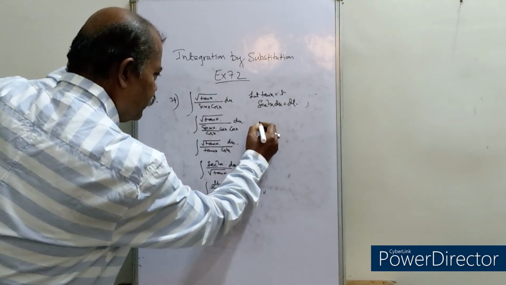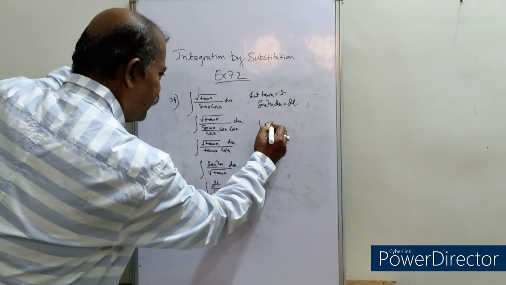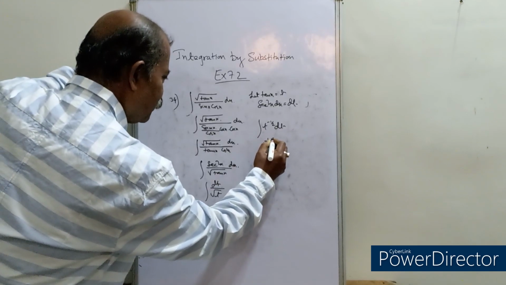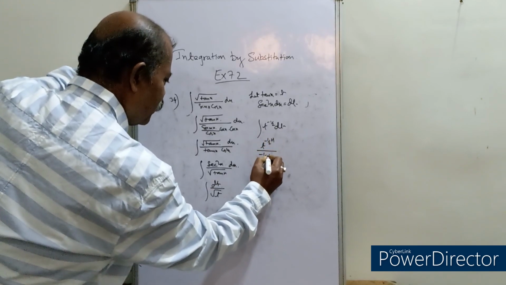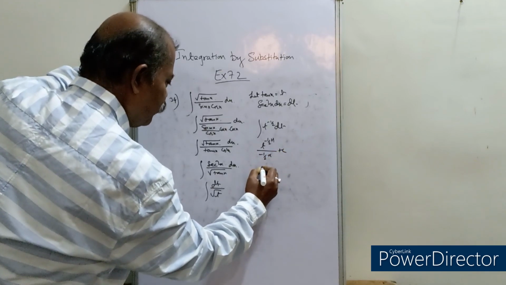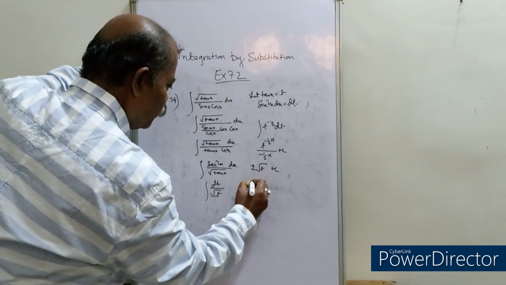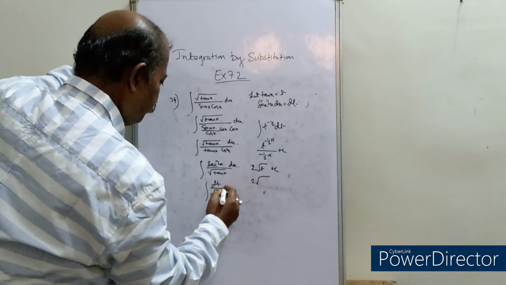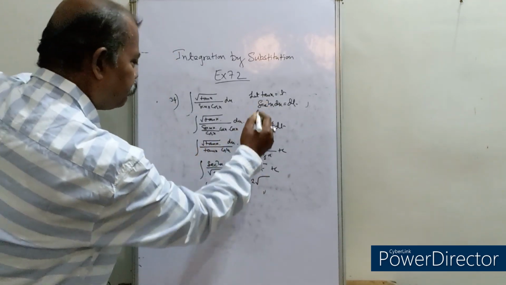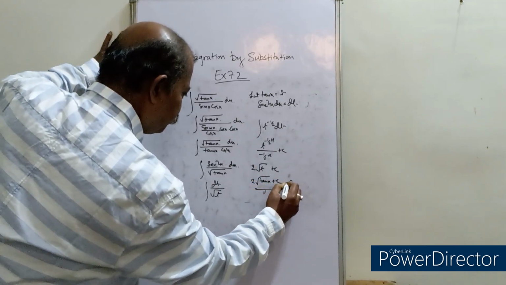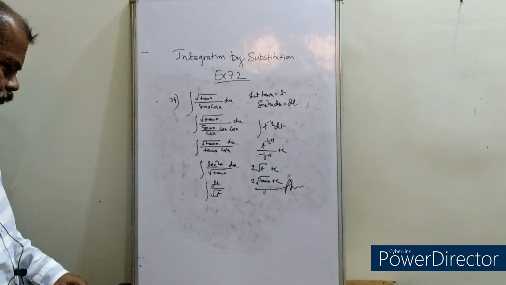So here you see this will be the integral of t to the power of minus half dt. So t to the power of minus half plus 1 by minus half plus 1, plus c. So this is equal to root t by half, that is 2 root t, plus c. So this will come out to 2 root tan x plus c, since t is tan x. So this is your answer.